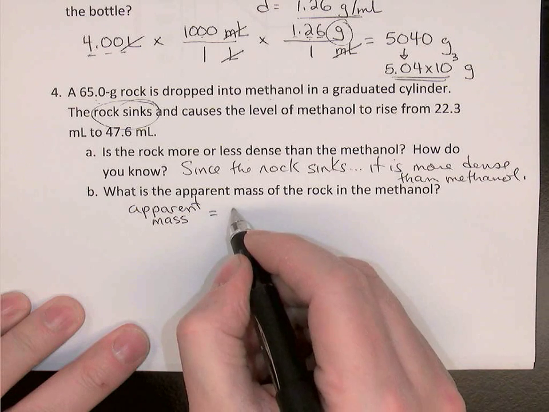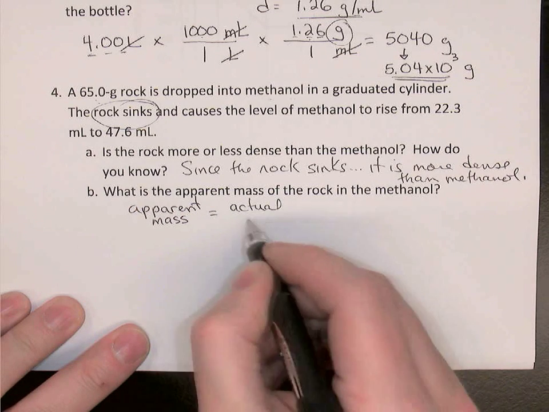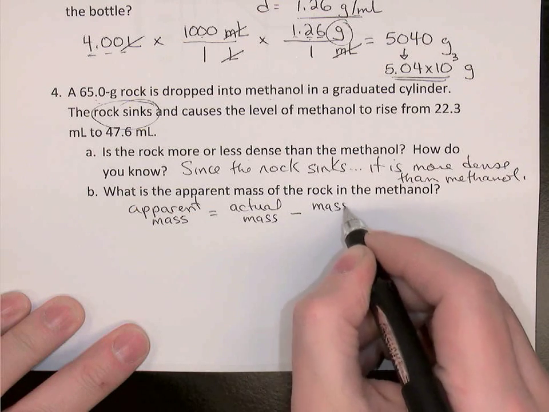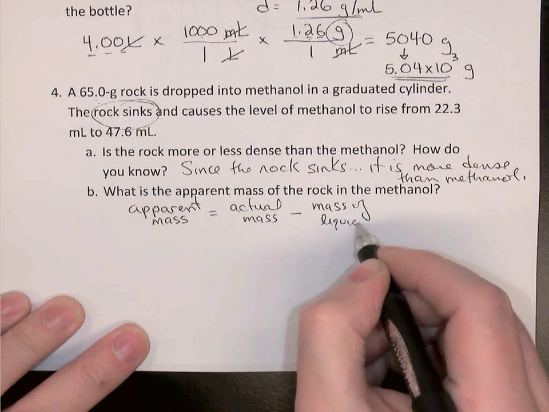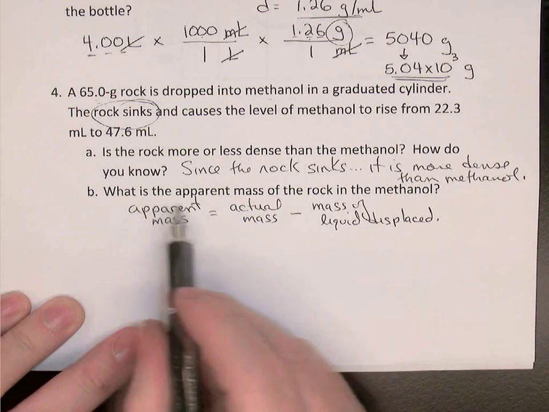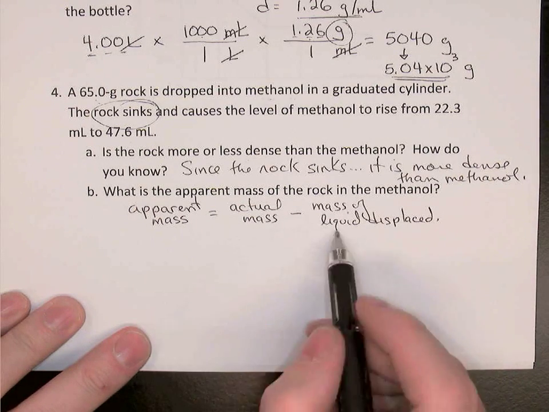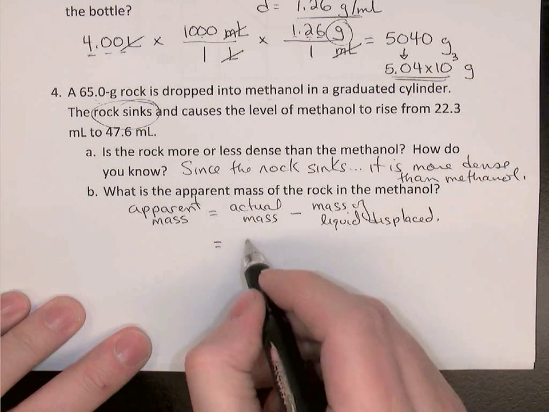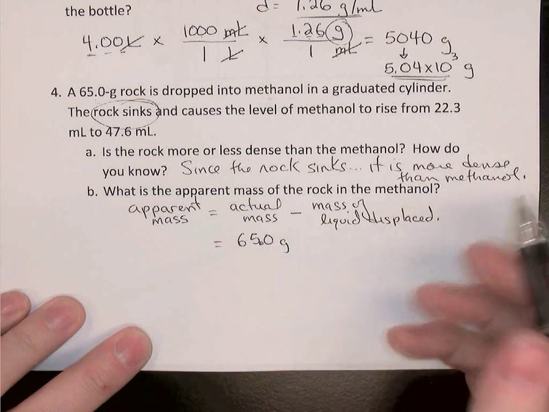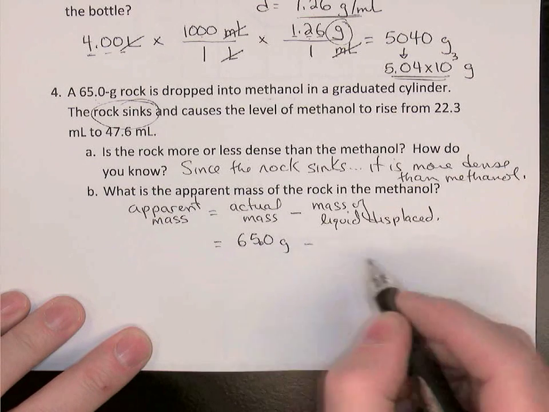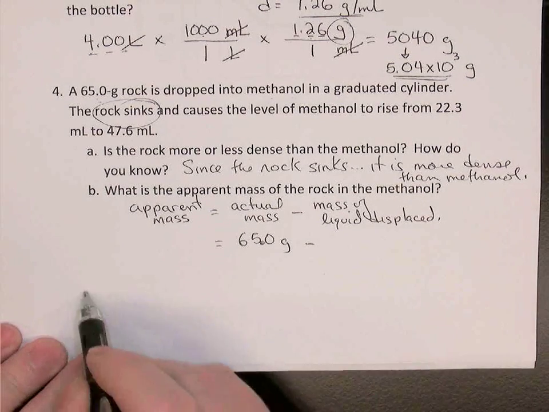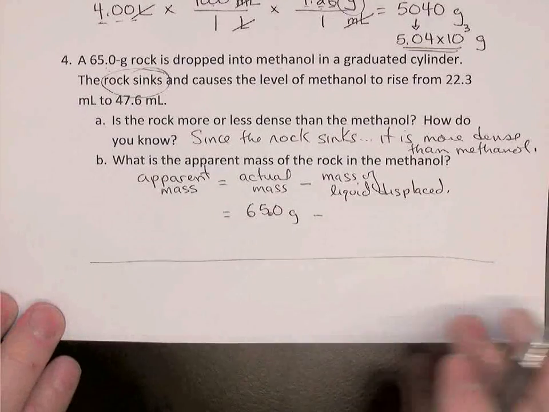Our formula says that the apparent mass is the actual mass of the object, in this case of the rock, minus the mass of liquid displaced by the object. Okay, so if I want to know the apparent mass of the rock, I need to know these two things. Well, the question above told us that the actual mass of the rock is 65.0 grams. That was its mass. So to find its apparent mass, we need to know this. What mass of liquid was displaced? Well, let's go down here and figure that out. What mass of liquid was displaced?